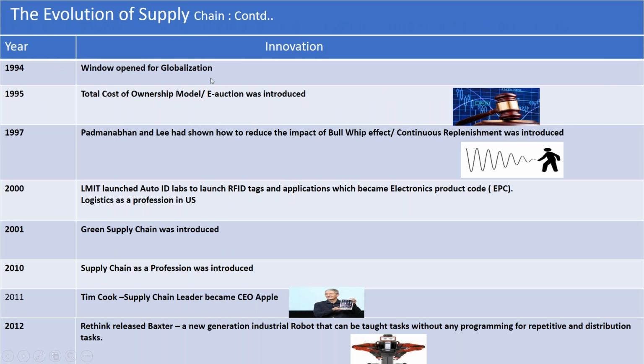Now in 94, the window opened for globalization, and the total cost of ownership model, e-auction in 1995. Then we had the bullwhip effect. We will take this effect up in the course. Green chain was introduced in 2001, and supply chain as a profession was introduced in 2010. And you will be happy that in 2011, Tim Cook, who was a supply chain leader, became CEO. So that is the importance of supply chain. And in 2012, Rethink released Baxter, a new generation robot which can be taught tasks without any programming for repetitive and distribution tasks.